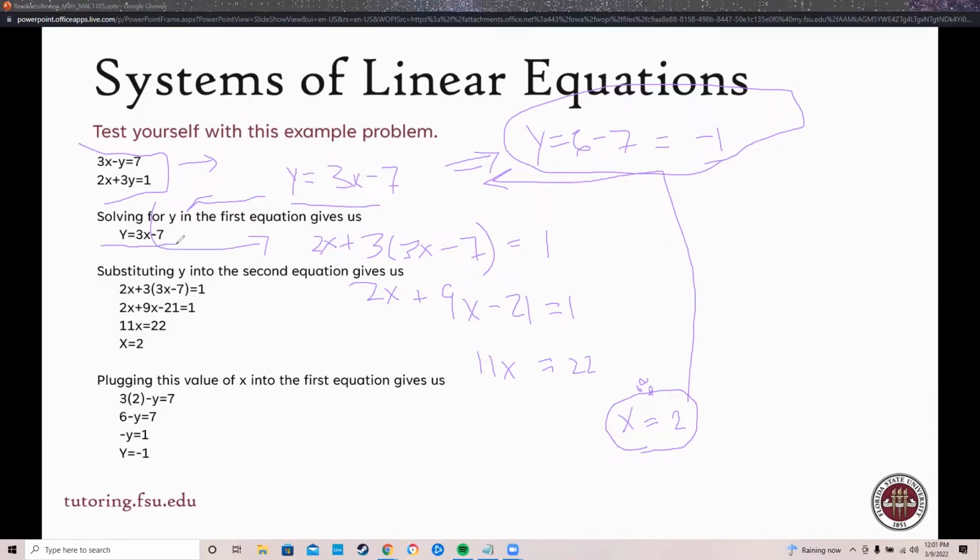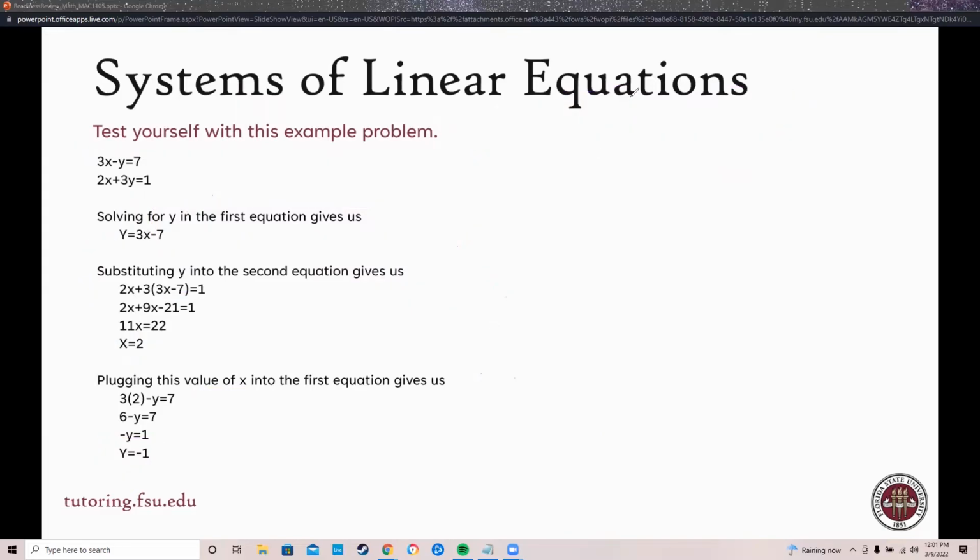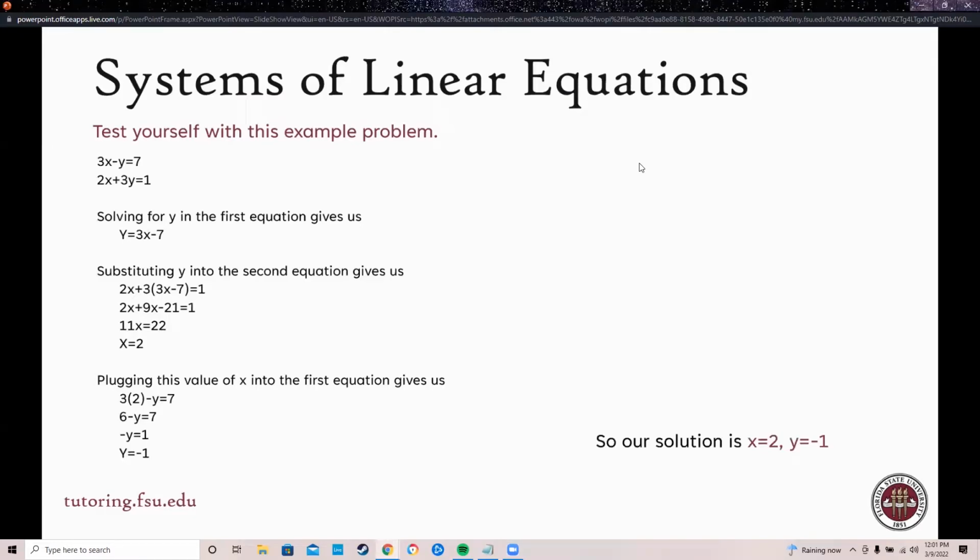Right, so we solve for y here, substitute y into the second equation so that we could get an explicit value for x. And then you plug the x value back into the equation that we used for y to get y. Awesome. So to recap, our solution again is x equals 2 and y equals -1.